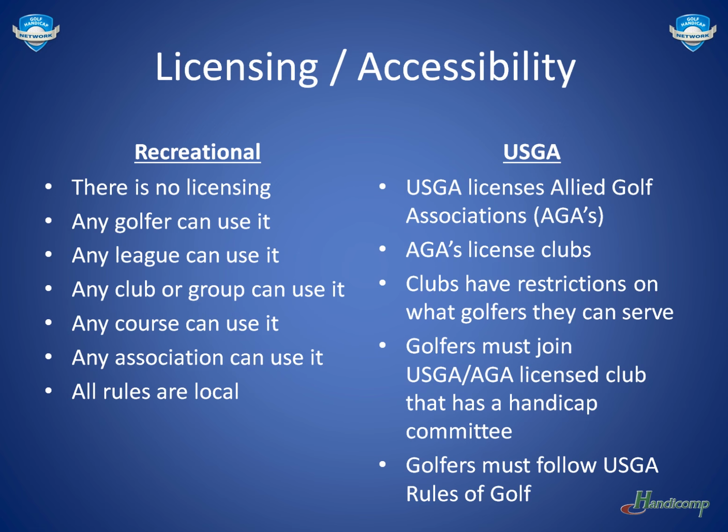Whereas with the USGA handicap system, the USGA licenses allied golf associations, generally the State Amateur Golf Association, who then qualifies and licenses clubs, which then can open their doors to golfers, but only if those golfers meet a certain criteria. For example, those golfers must play by the rules of golf as defined by the USGA, and they must have a reasonable and regular opportunity to play with other member golfers of the club.